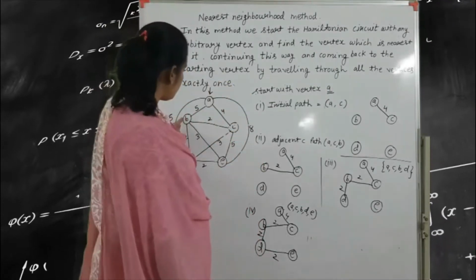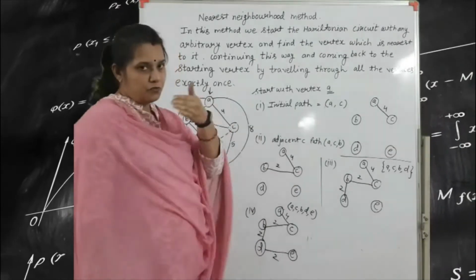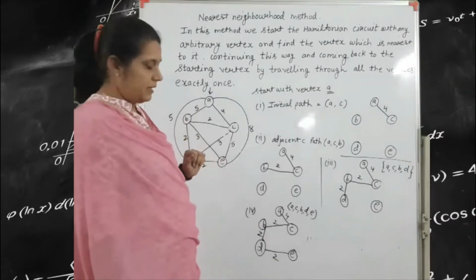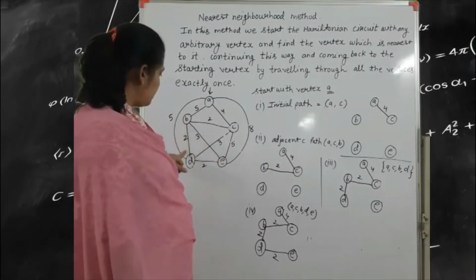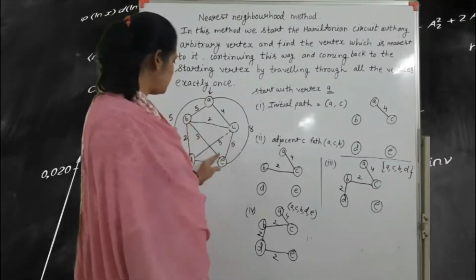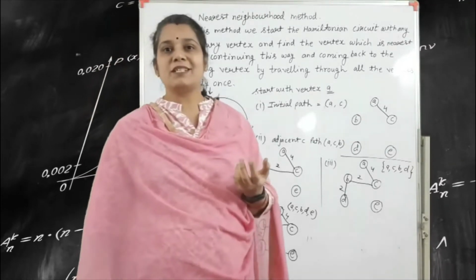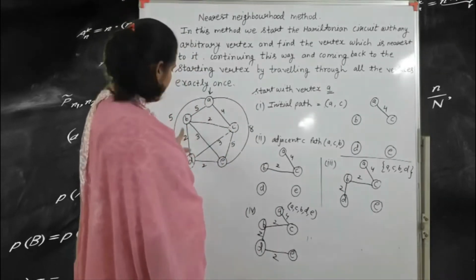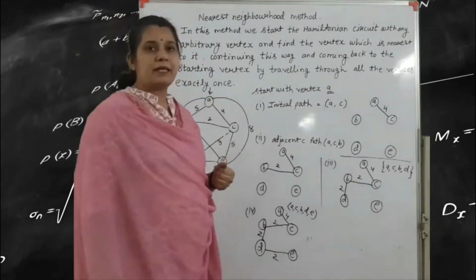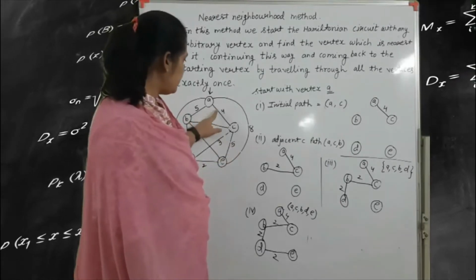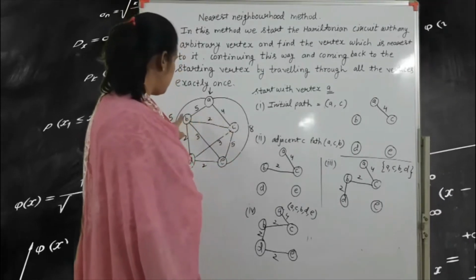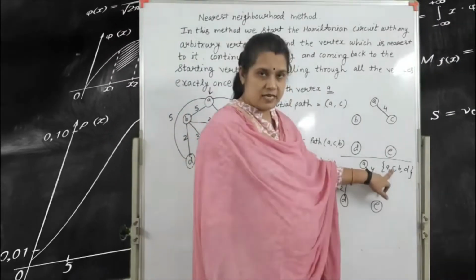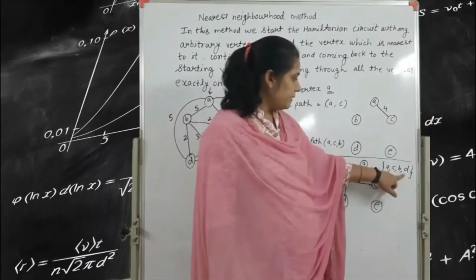According to B, we have again 2 ways: B to E and B to D. So what is the minimum length? B to D is 2 and B to E is 3. The minimum distance is obviously 2, so we consider B to D. Our third path is A to C, C to B and B to D. Got it? So here we write A to C, C to B and B to D.